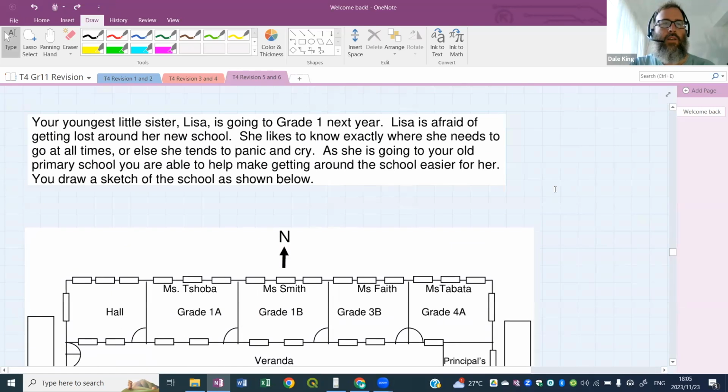It says, your younger little sister Lisa is going to grade 1 next year. Lisa is afraid of getting lost around her new school. She likes to know exactly where she needs to go at all times, or else she tends to panic and cry. As she is going to your old primary school, you are able to help make getting around the school easier for her. You draw a sketch of the school as shown below.